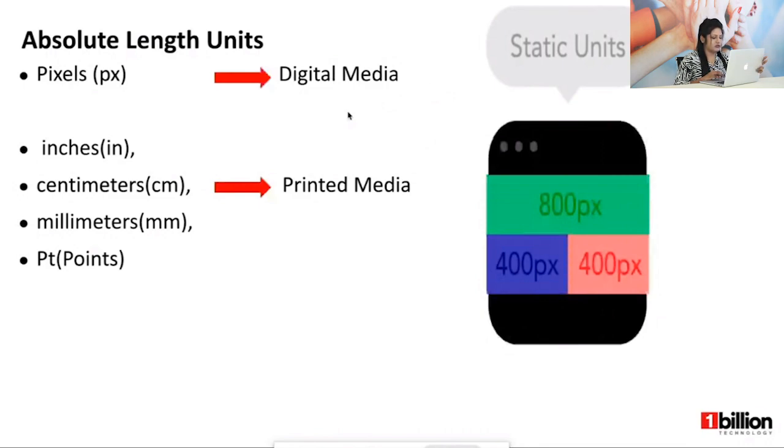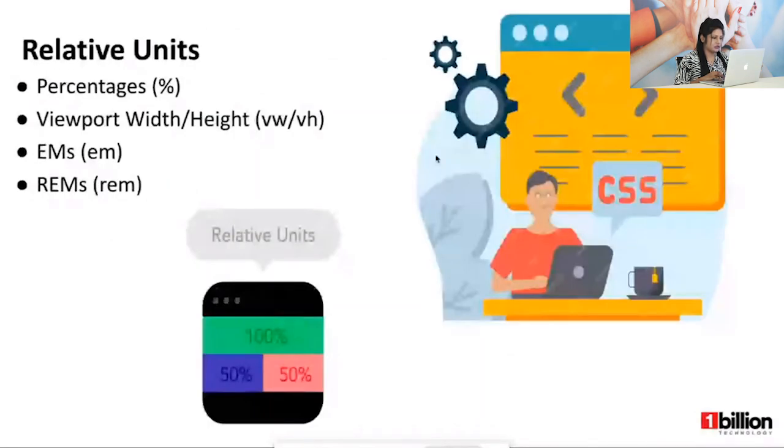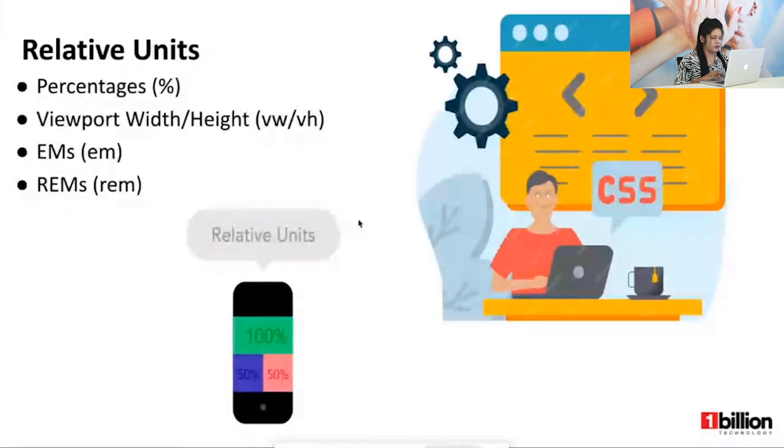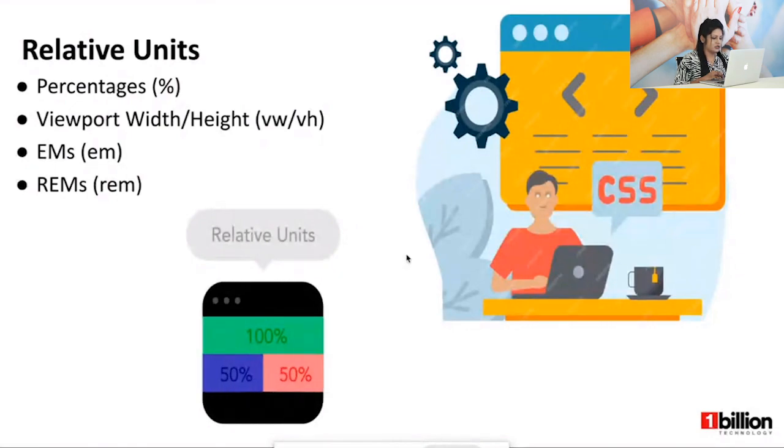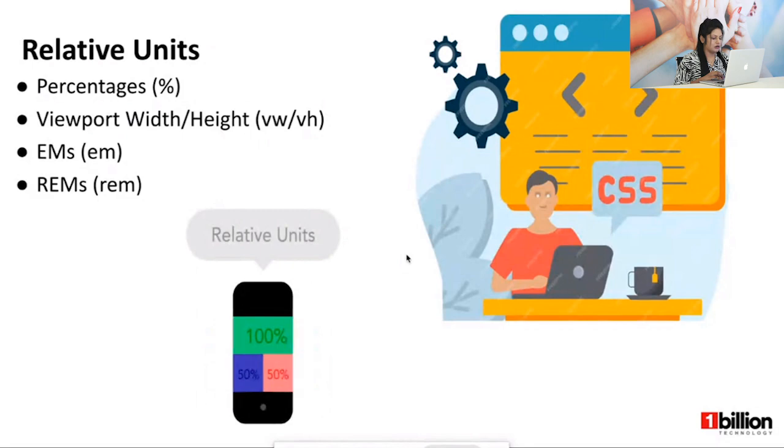Now let's shift our focus to the relative units, which offer flexibility and adaptability in web design. We will explore four main types of relative units. The first one is percentages. The second one is viewport width and viewport height. The third one is em, and the fourth one is rem. We will explore each of these units, looking at their benefits and best practices for implementation in web design.